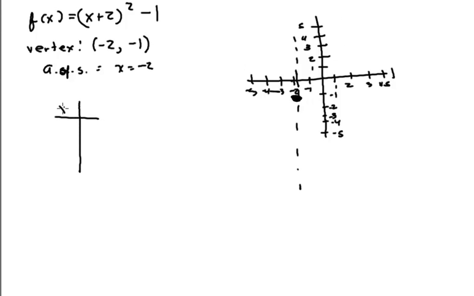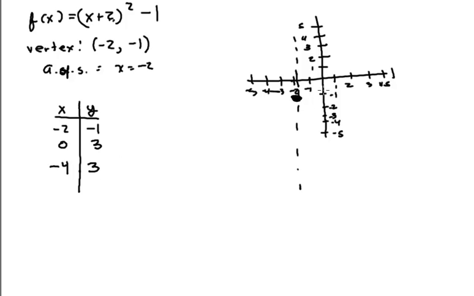To graph it, let's just put a few other points in here. We know that when x is negative 2, y is negative 1, because that's our vertex. Let me see what happens when x is 0. If I plug 0 in here, 0 plus 2 is 2, 2 squared is 4, 4 minus 1 is 3. So I went 2 to the right. If I go 2 to the left, I should get the same thing. So if I go to negative 4 and plug negative 4 in here, negative 4 plus 2 is negative 2. Negative 2 squared is 4. 4 minus 1 is 3.